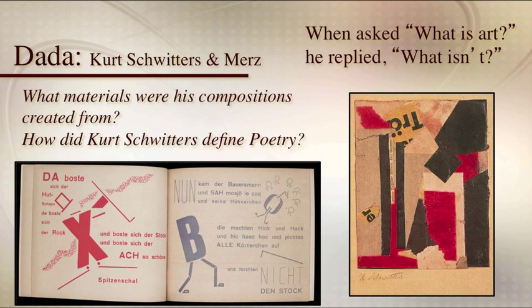You need to investigate and tell me what materials his compositions were created from. And then I'd also like you to know there's kind of a clue underneath the sentence here. How did Kurt Schwitters define poetry? Eventually, his work was influenced by the constructivists, which we'll talk about in chapter 15.